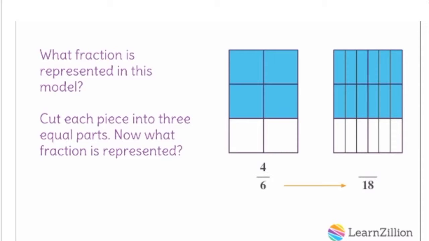We see that now it's not just 4 pieces that have been shaded. 12 of the 18ths have been shaded. 12/18 is the fraction represented after we cut each piece into 3 equal parts. The same amount or the same area has been shaded blue in both of these models. So 4/6 and 12/18 are equivalent fractions.